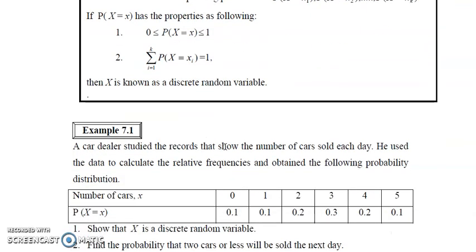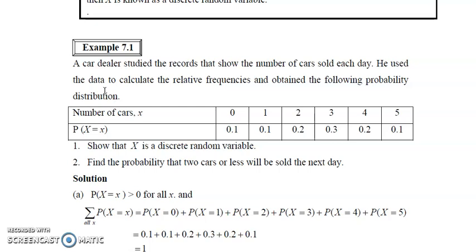So let's proceed with example 7.1. I hope you already read about this one, where some data is given. This table is called a probability distribution table. This is the number of cars, which is 0, 1, 2, 3, 4, and 5 here. The probability distribution function is given: when the number of cars is 0, we have 0.1, the number of cars 1 has 0.1, and so on. And the total of the probability distribution here must be equal to 1. You must check that it is equal to 1.